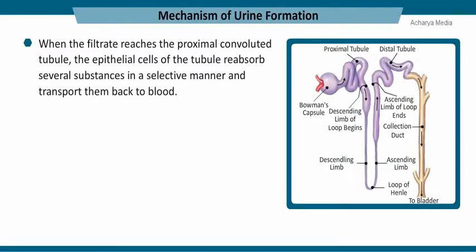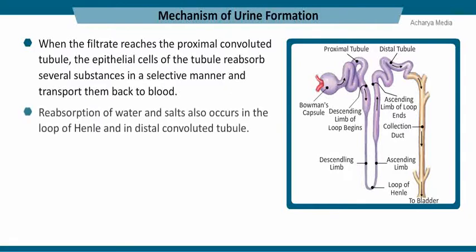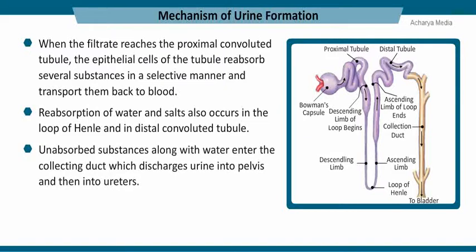When the filtrate reaches the proximal convoluted tubule, the epithelial cells of the tubule reabsorb several substances in a selective manner and transport them back to the blood. Reabsorption of water and salts also occurs in the loop of Henle and in the distal convoluted tubule. Unabsorbed substances, along with water, enter the collecting duct, which discharges urine into the pelvis and then into the ureters.